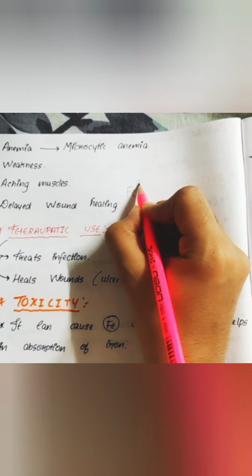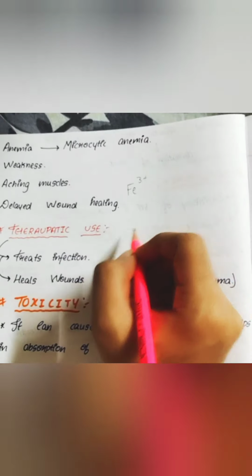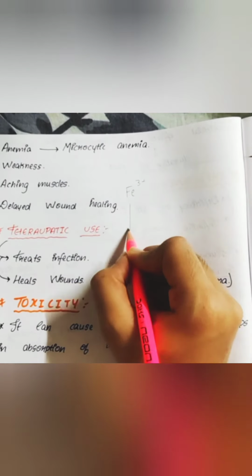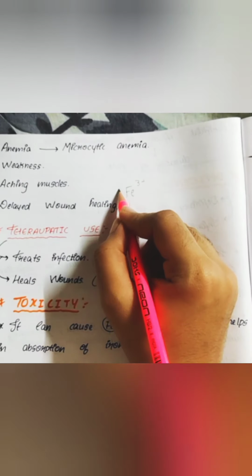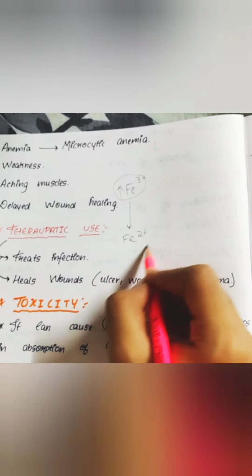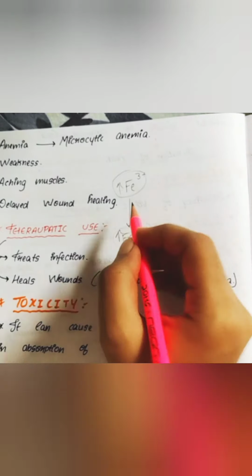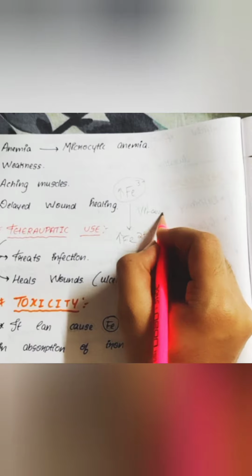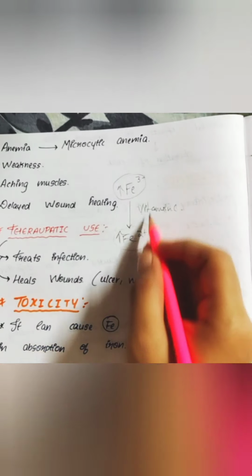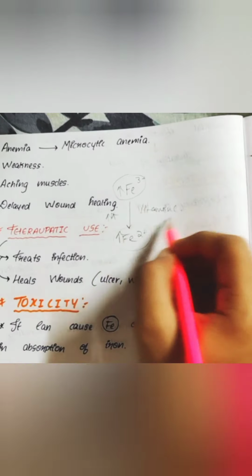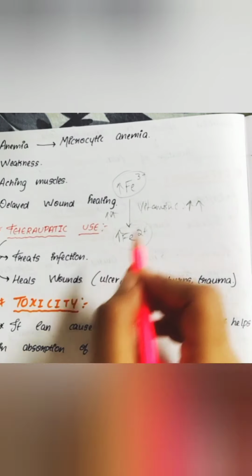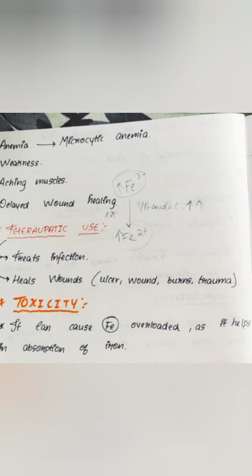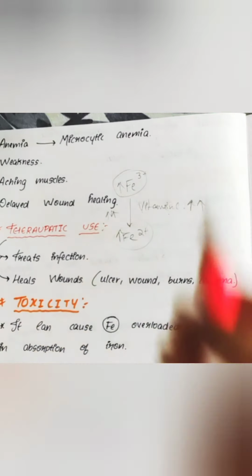In this case, what is happening is that Fe3+ cannot be absorbed, as it is not in the absorbable form. So Fe3+ has to get converted into Fe2+. When the Fe3+ concentration starts to increase, obviously the Fe2+ concentration also starts to increase. Fe3+ is getting converted into Fe2+ in the presence of vitamin C. So gradually when this process is increasing, the vitamin C concentration also starts to increase and literally it causes toxicity. There will be an over concentration of vitamin C in our body.